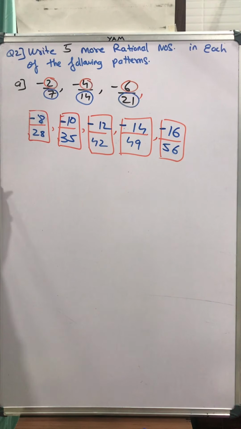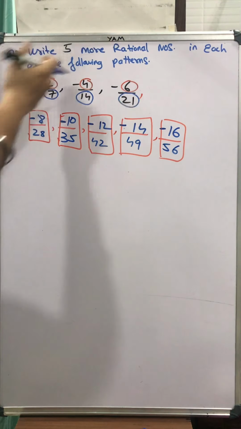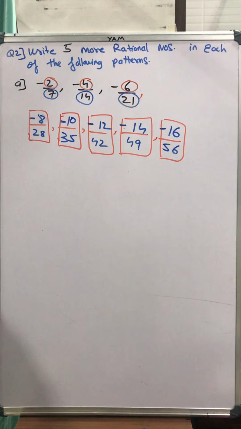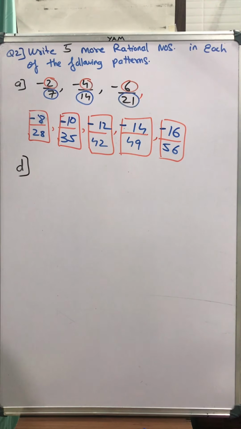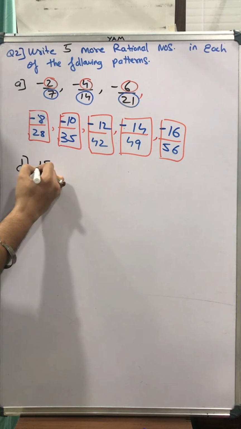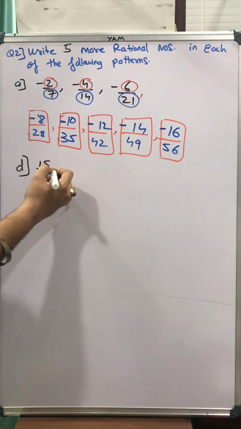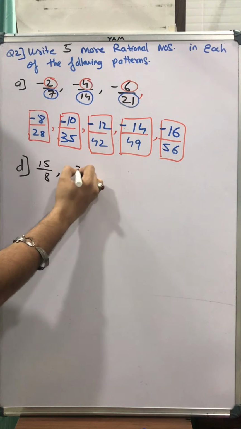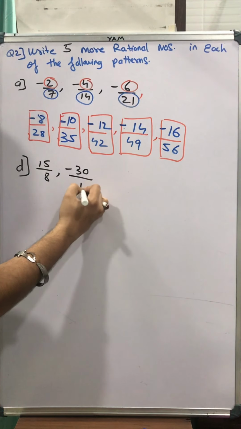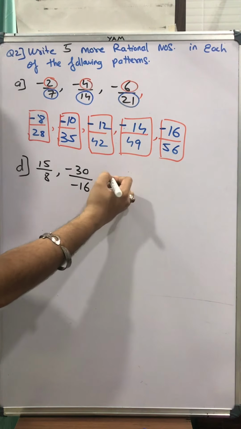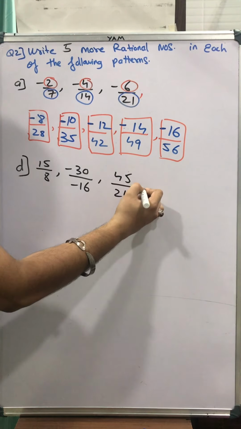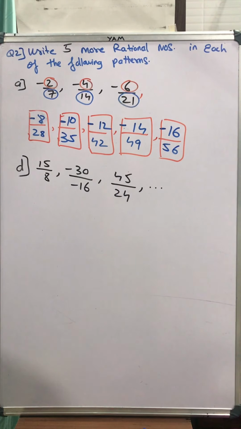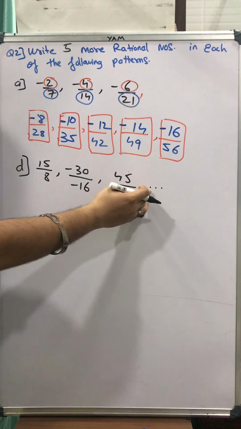Similar type of question, the same thing: write 5 more rational numbers in question number 2. The next question I will write is sub-question D. The sequence given is 15 upon 8, comma, minus 30 upon minus 16, comma, 45 upon 24, comma, dot dot dot. There are 3 dots over here.